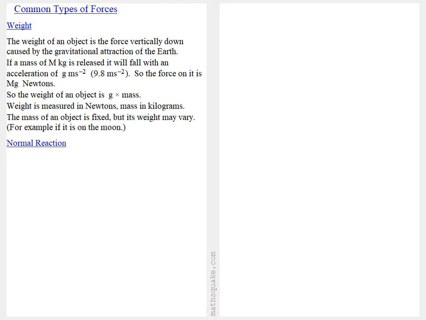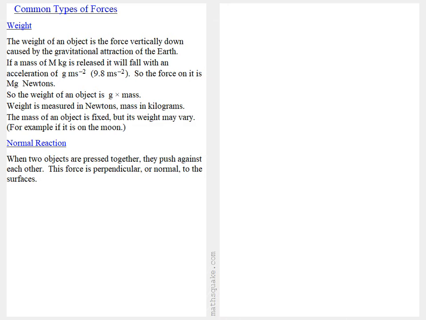Another force is the normal reaction. When two objects are pressed together, they push against each other. This force is perpendicular or normal to the surfaces. For example, an object resting on flat ground will have a vertical force acting upwards on it.